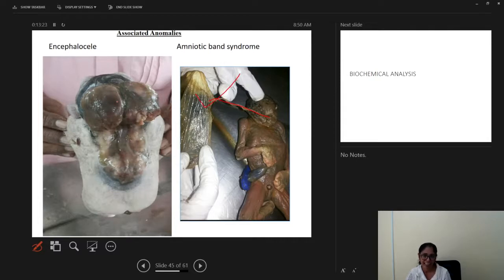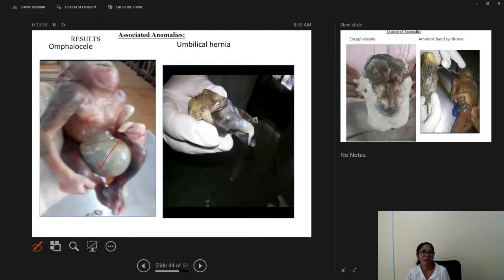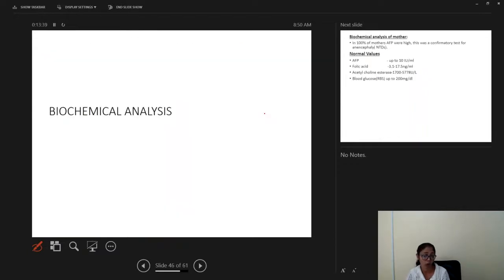There was an encephalocele present, involving the cerebellum and the entire small aspect, and along with that there was a spina bifida as well. So these are the cases, and you can see omphalocele and umbilical hernia. So these are all the hernias which we have seen along with the anencephaly.